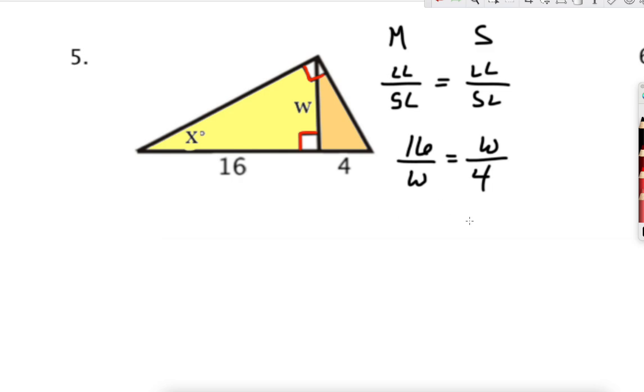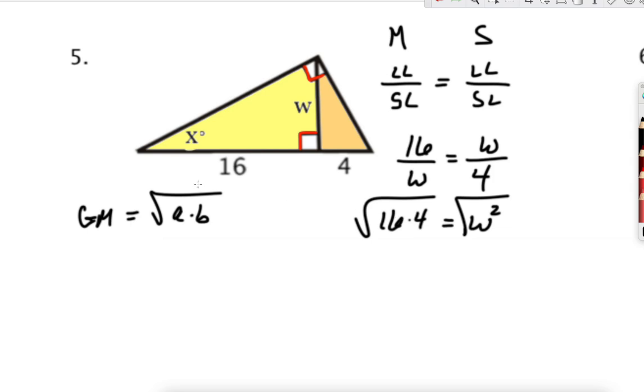Cross multiply, what I'm doing is I've got w squared on this side, and I have 16 times 4 on this, and then we take the square root. And we've seen this formula before. The geometric mean equals the square root of a times b. And in this case, a is 16 and b is 4. Well, what's the square root of 16? That's 4. What's the square root of 4? That's 2. And then 4 times 2 is 8. We could multiply this together and break it down, but sometimes it's easier to work with numbers when it's separated. So that's 8.